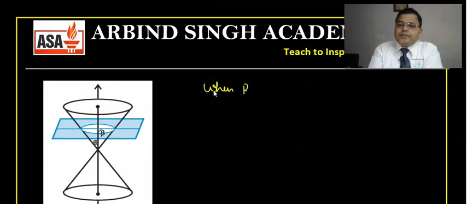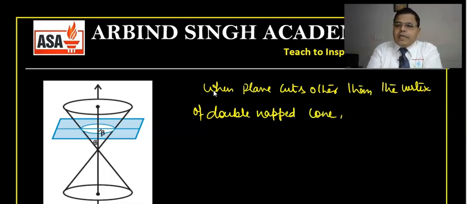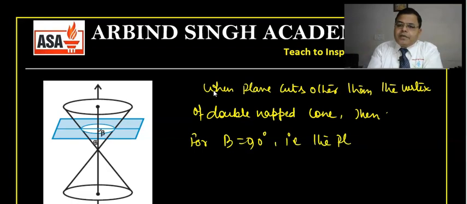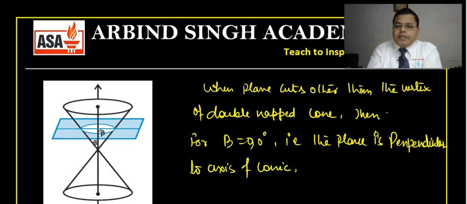Therefore, when a plane cuts other than the vertex of the double napped cone, the situation for beta equal to 90 degrees: beta is 90 degrees. It means the plane is perpendicular to the axis of the cone, right? Then it will form a circle.